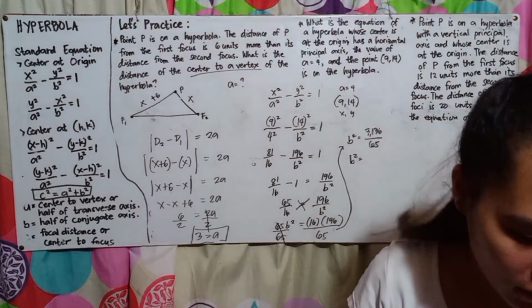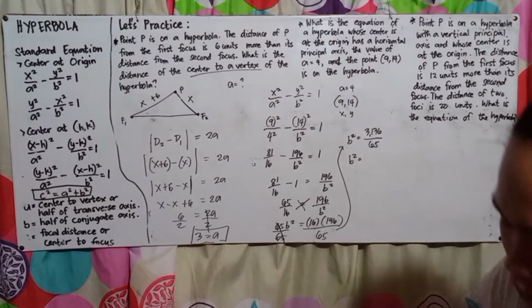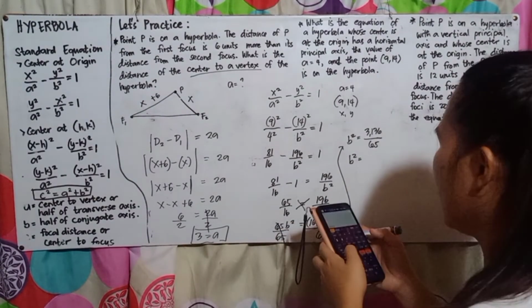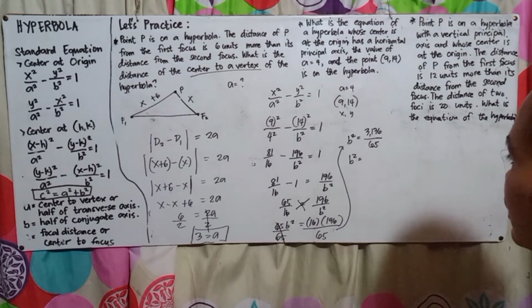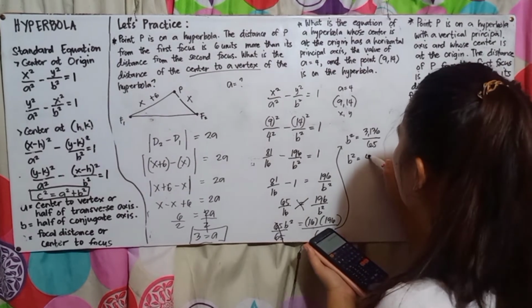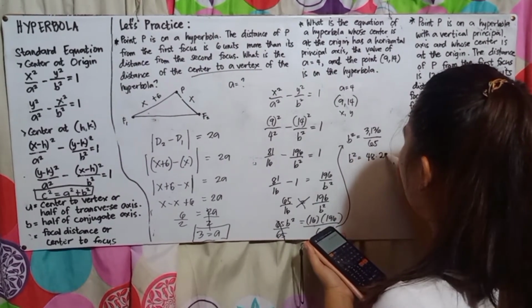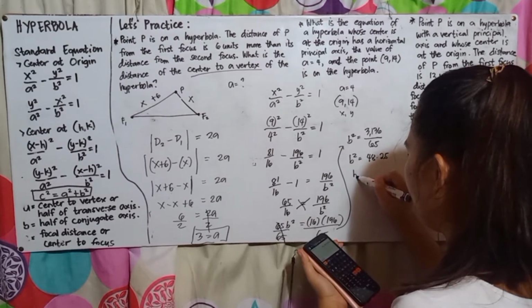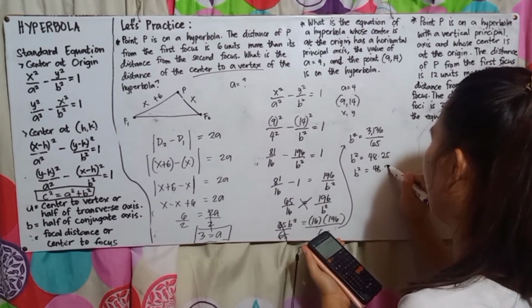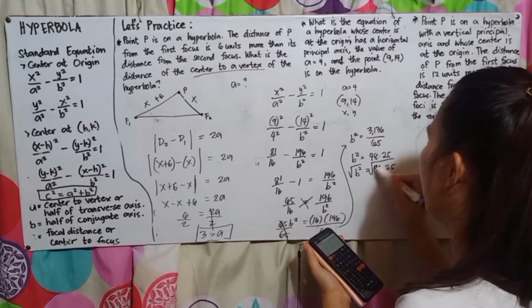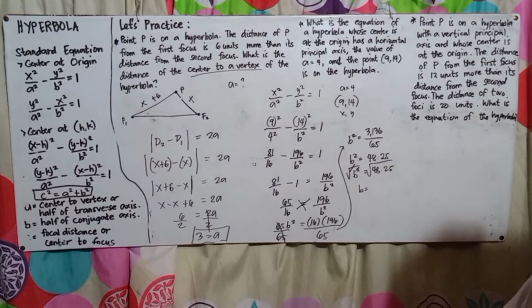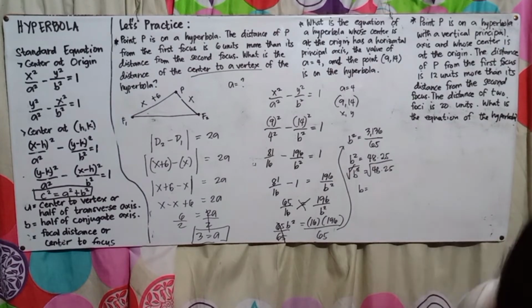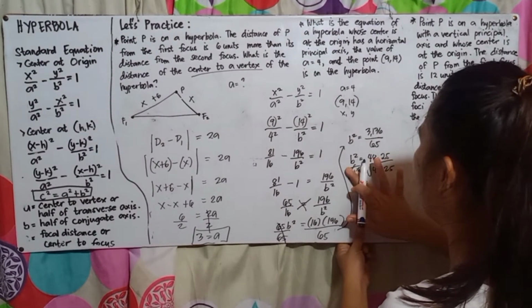Now divide 3,136 by 65. The answer is 48.25. So b squared equals 48.25. We will not take the square root; we stay with this.